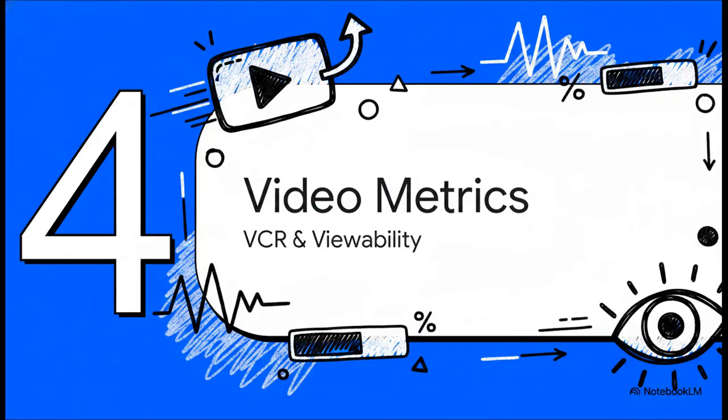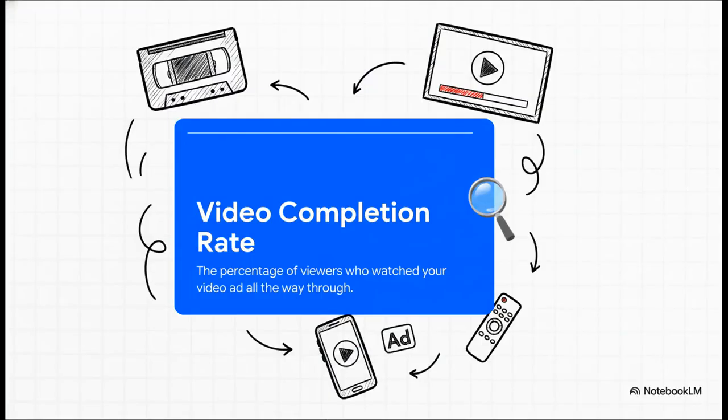Now let's switch gears a bit. Section 4, Video Metrics. The absolute big one here is VCR, or Video Completion Rate. This is the percentage of viewers who watched your video ad all the way through to the very end. A high VCR is the ultimate proof that your creative content is highly engaging and capable of holding a user's attention. Now, context totally matters here too. For connected TV, think the streaming apps on your smart TV, and pre-roll ads on platforms like YouTube, you'll typically see VCRs skyrocket to between 70 and 95%. And why is that? Because those formats are very often non-skippable.